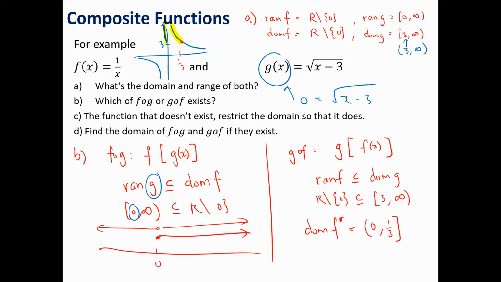Find the domain of f of g and g of f if they exist. These are the domains of f, that's the domain of g. I can't remember where I wrote it. I wrote it over here. Domain of g. Those are the ones that will work. Those are the ones that will make the composite functions exist. And those are your two answers.